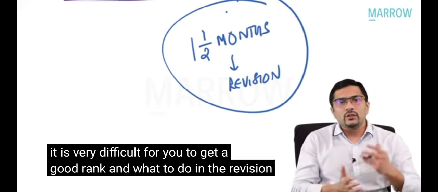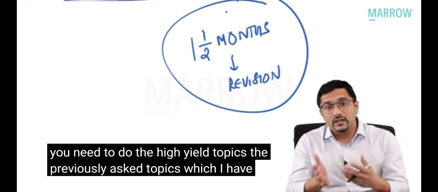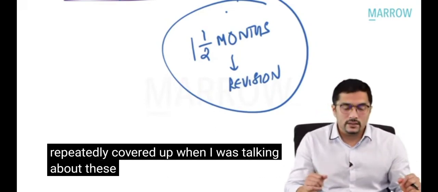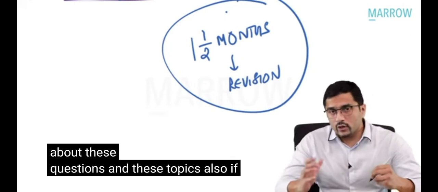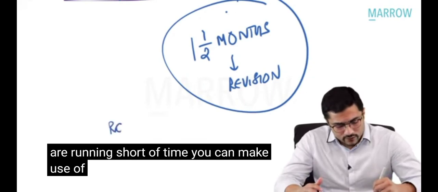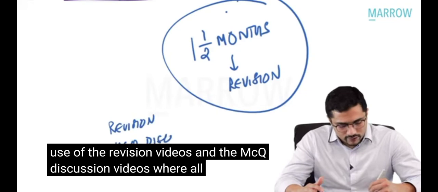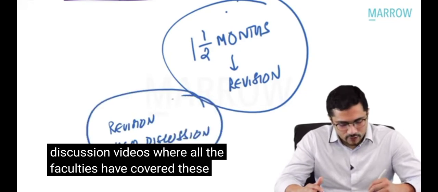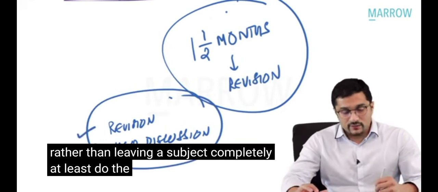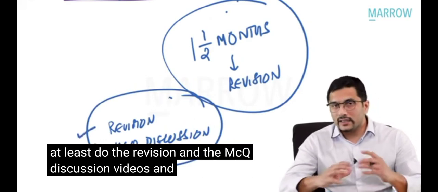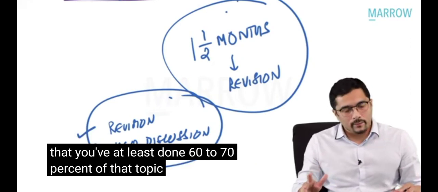And what to do in the revision? You need to do the high yield topics, the previously asked topics, which I have repeatedly covered when I was talking about these questions and these topics. Also, if you are running short of time, you can make use of the revision videos and the MCQ discussion videos, where all the faculties have covered these points. So, rather than leaving a subject completely, at least do the revision and the MCQ discussion videos, and that would mean that you have at least done 60 to 70% of that topic.